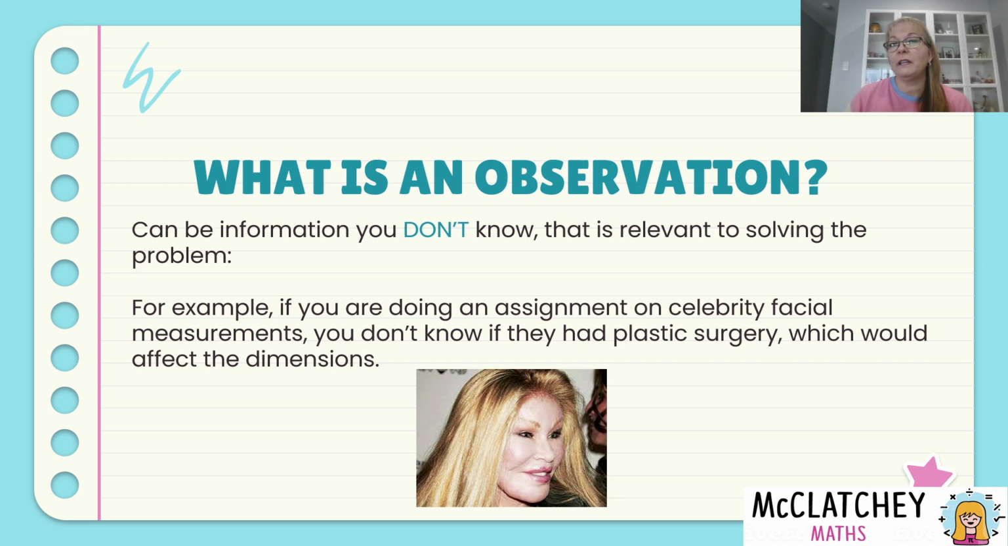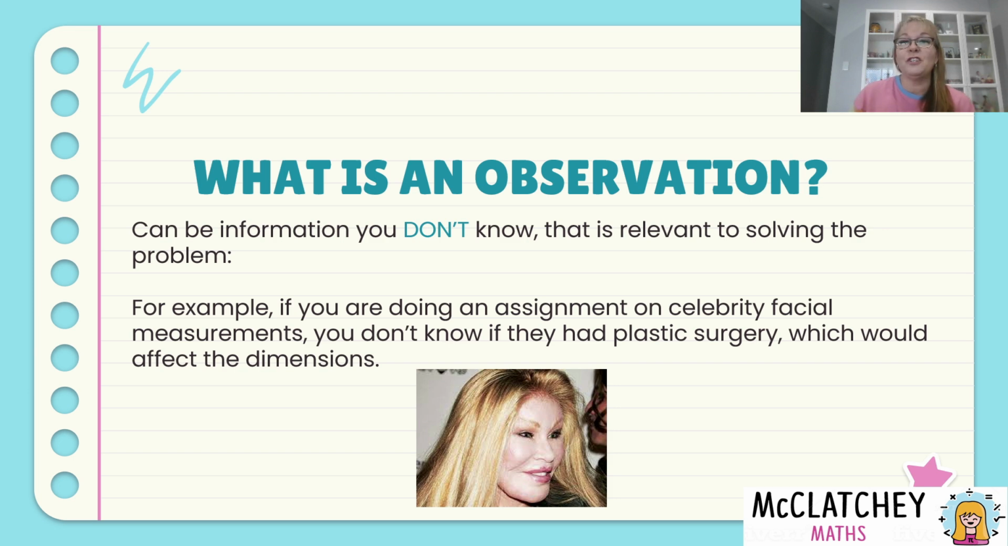So these are things that are relevant to solving the problem. For example, if you're doing an assignment about celebrity face measurements, maybe you're measuring the mouth width of celebrities, the face width, the face height, the size of their eyes, how far apart their eyes are. Now, if you don't know if the person has had plastic surgery, now it's pretty obvious that this lady has, but if you don't know if the person is naturally that beautiful or if they've had plastic surgery, well, then that is an observation that plastic surgery can affect the results. So that might be something you don't know if the celebrities in your sample have had plastic surgery. It's going to affect your accuracy. It's going to affect your ability to rely on the model you're creating.